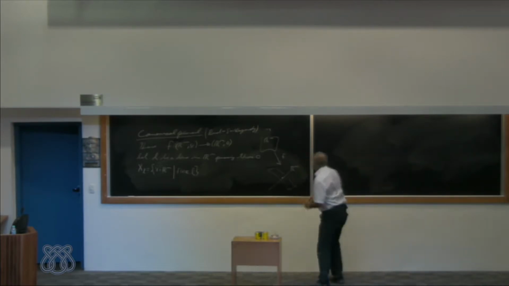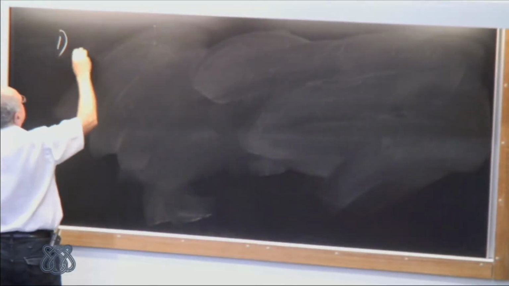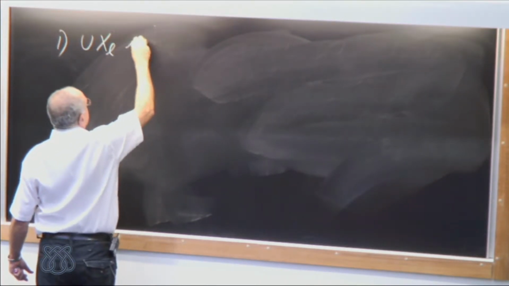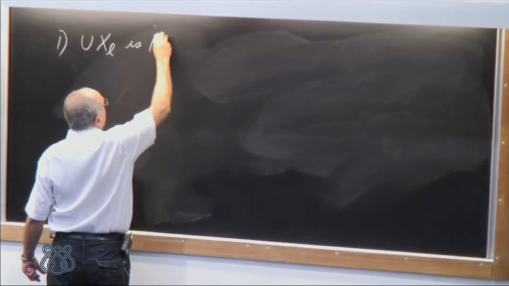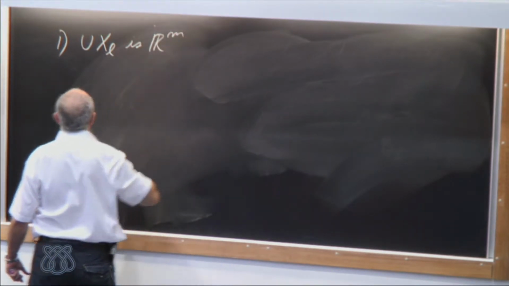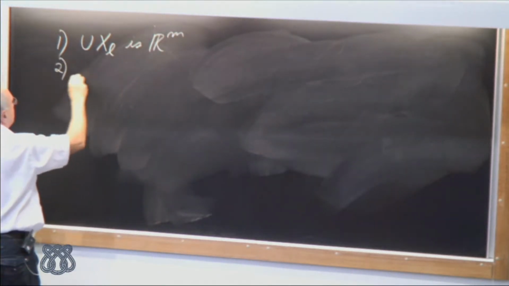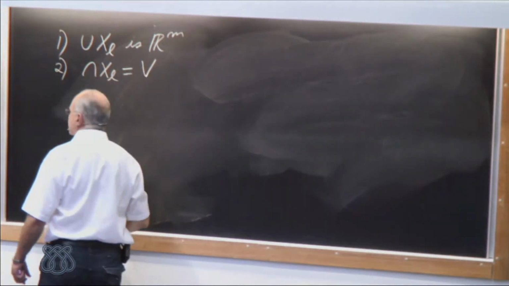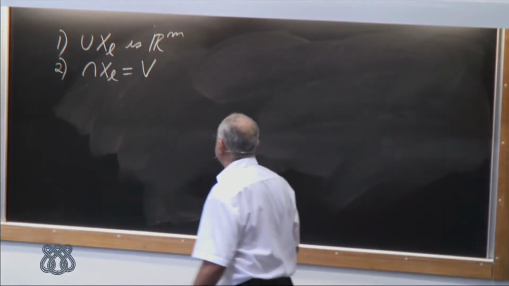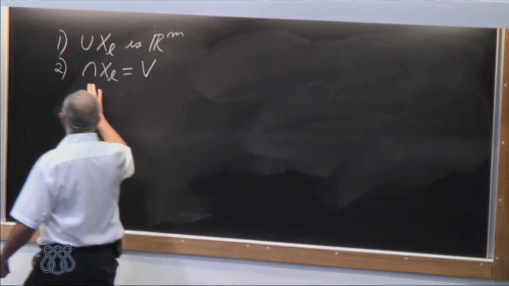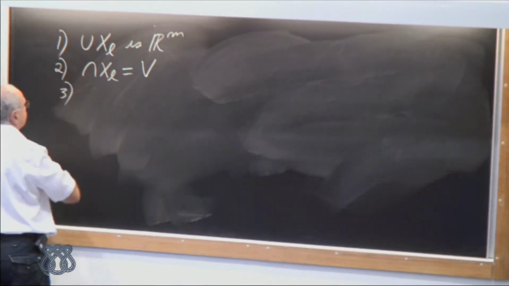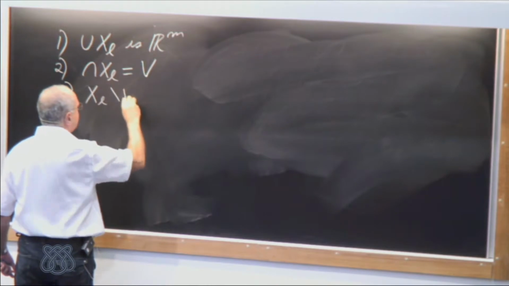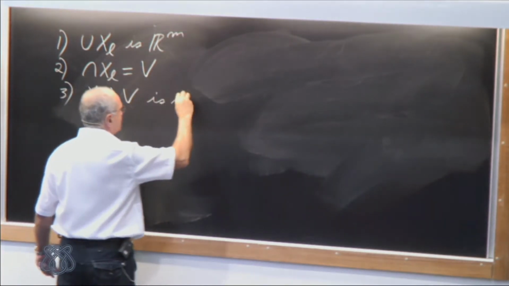It's an exercise to show, one, the union of all XL is the whole thing, all Rm. Two, the intersection of the XL is the vanishing set of F. And three, each XL minus V is smooth.